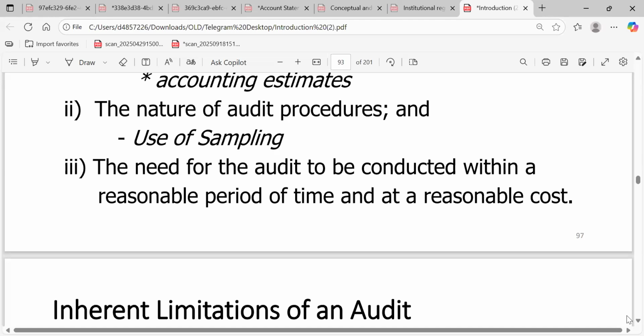So because of that, since the auditor doesn't have all the time in the world to audit the client, it means he cannot audit everything. He's restricted by what? Time. And then the cost. If the auditor decides that, okay, I'm going to audit you for the whole year, the cost that will be involved will not be for joke.